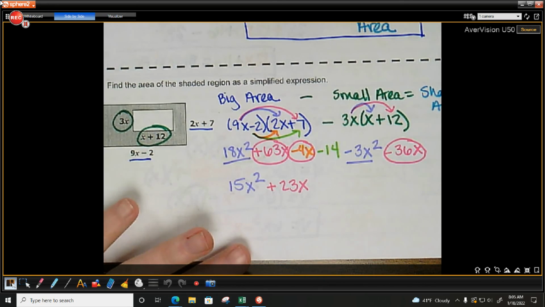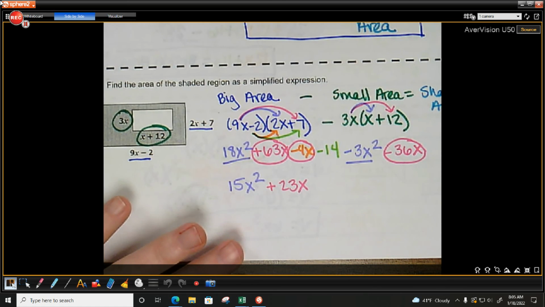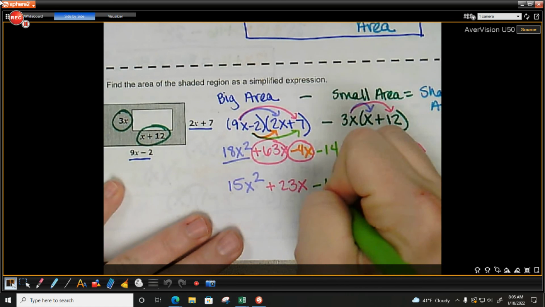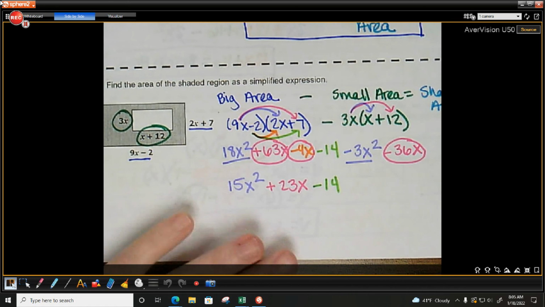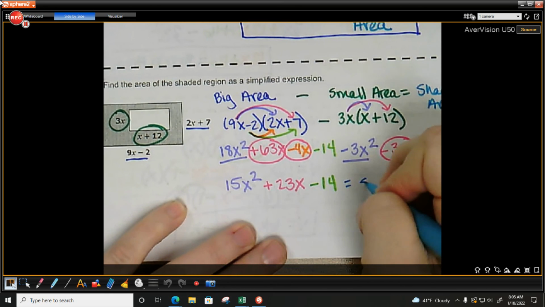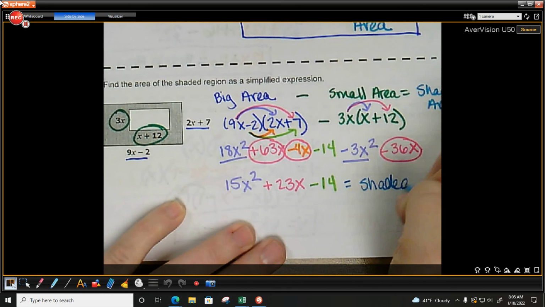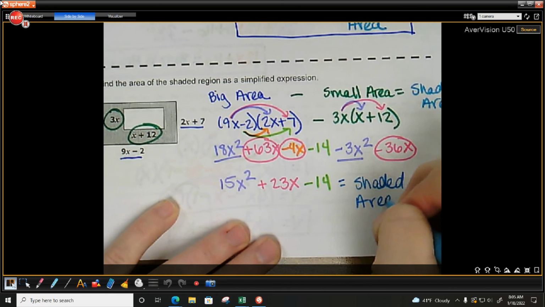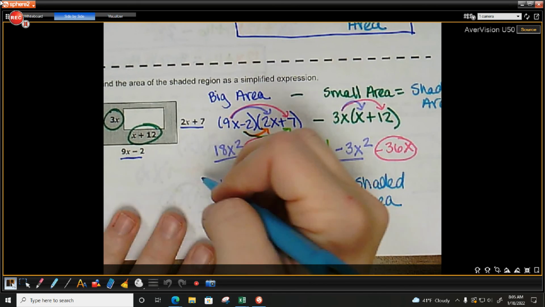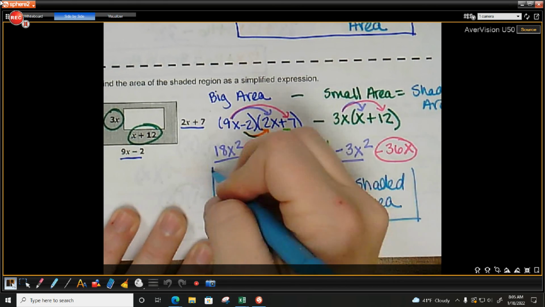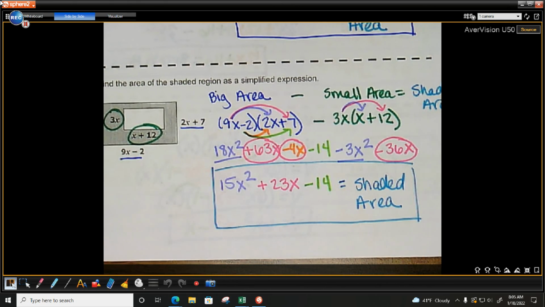And then what's my only term I've not used yet? So minus 14. Drop down your minus 14. And that equals your shaded area. Good? Okay, so that's all we're doing for today's lesson. We are done with the unit.